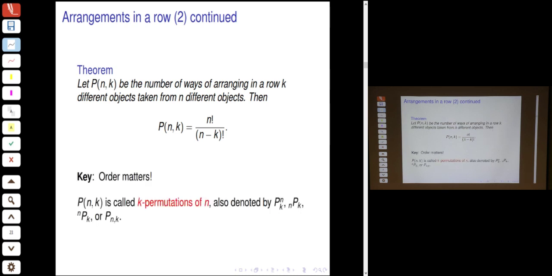There are lots of ways of reading this. It's called the k permutations of n, and unfortunately, in the literature, you see lots of different ways of saying the same thing. You can use any of them. It's just a P for permutation, then there are 2 parameters n and k. Then you can arrange it in all sorts of ways.